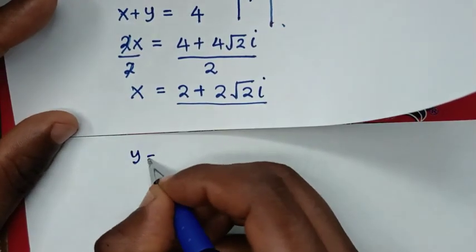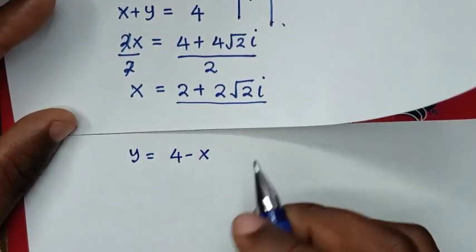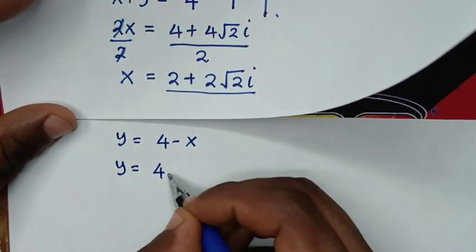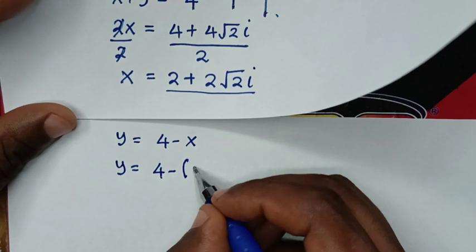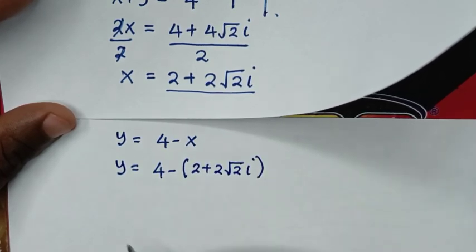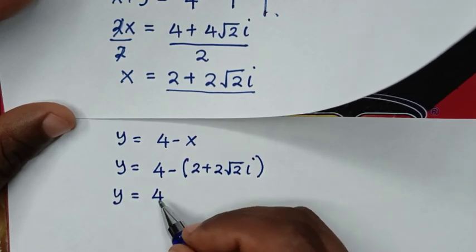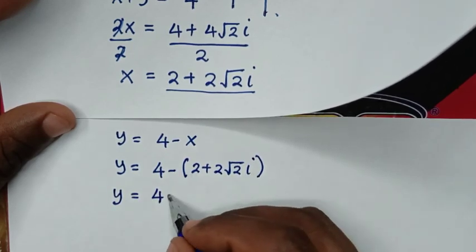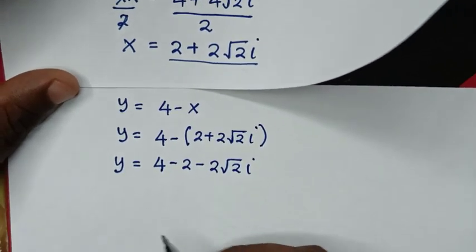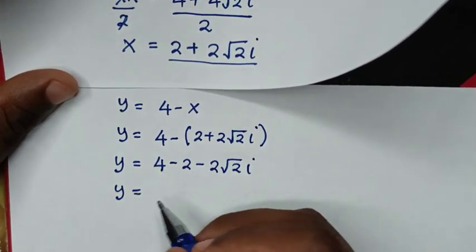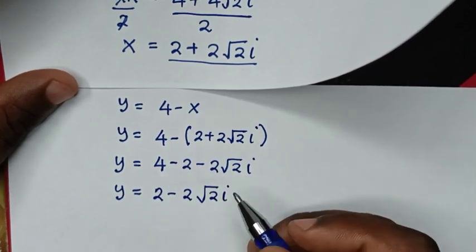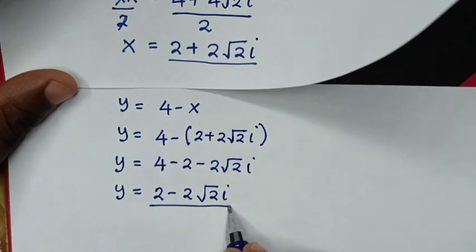So from y is equal to 4 minus x, we already have the value of x, so y is equal to 4 minus (2 plus 2 square root of 2i). We take negative inside the bracket, so it will be 4 minus 2 minus 2 square root of 2i. Then y is equal to 4 minus 2, which is 2, then minus 2 square root of 2i. So this is the value of y.